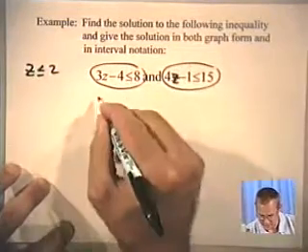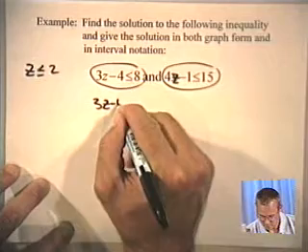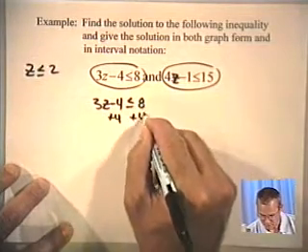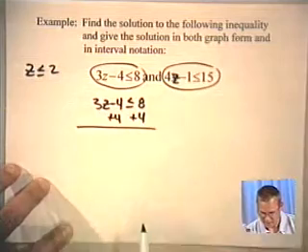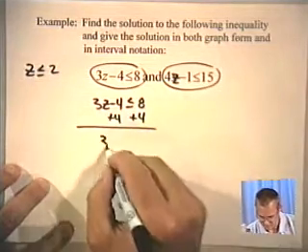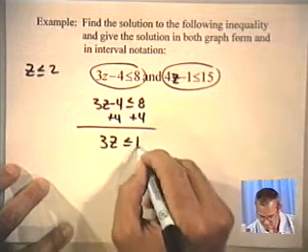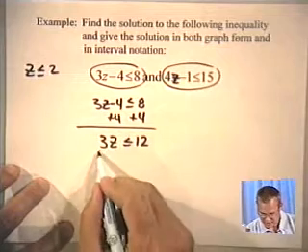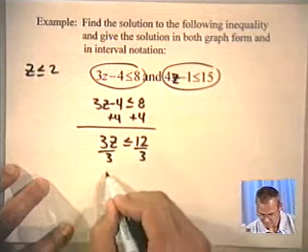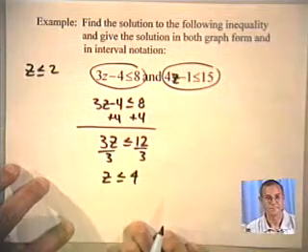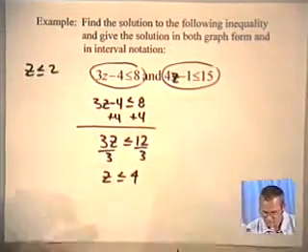Let's add 4 to both sides. And remember, when I add to either side of an inequality, it does not affect the direction of my inequality. So I get 3z still less than or equal to 12. Now divide by 3. z less than or equal to 4. We'll solve this one.